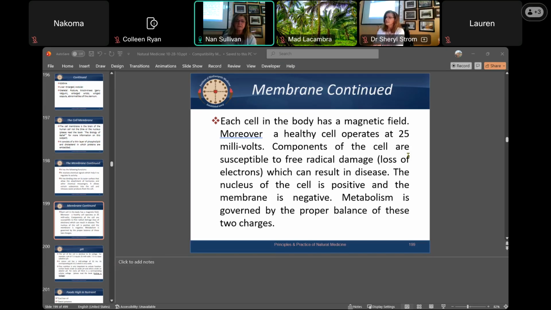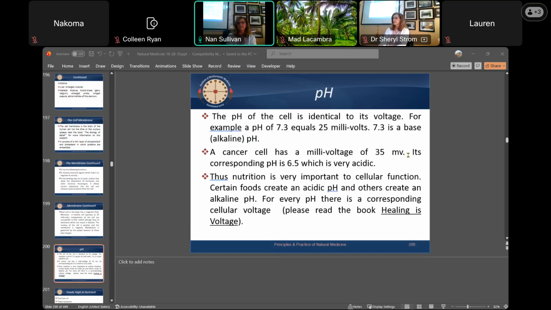Loss of electrons, which can result in disease. And the nucleus of the cell is positive and the membrane is negative. So metabolism is governed by the proper balance of these two charges. Very simple, at least that's how we read it, right? And the pH of the cell is identical to its voltage. For example, this is going to be a good reminder for you: a pH of 7.3 equals 25 millivolts. 7.3 is a base, so it's alkaline.